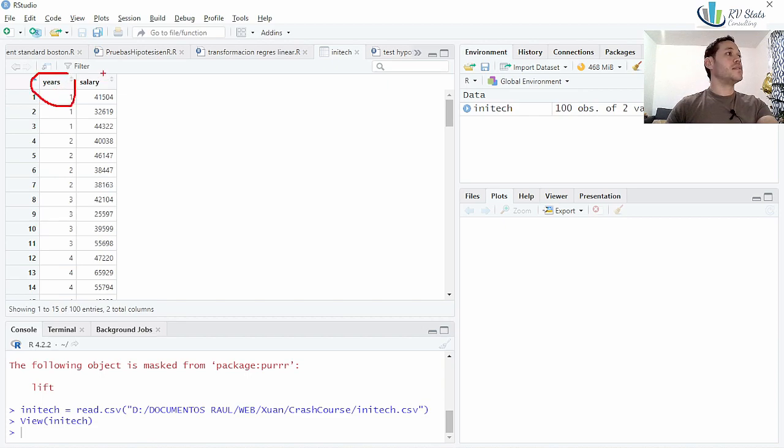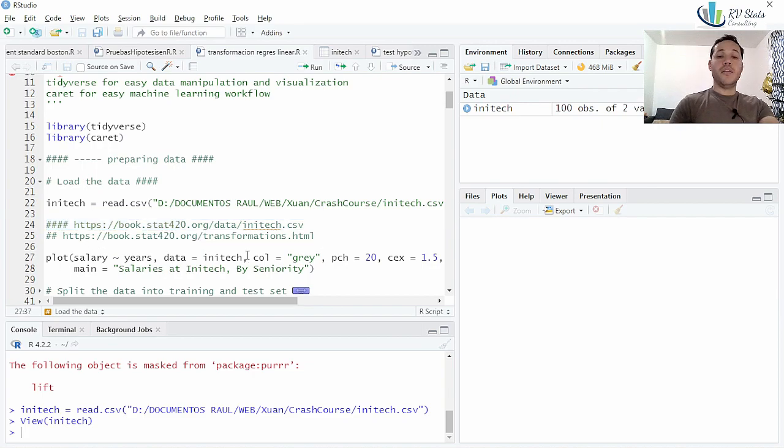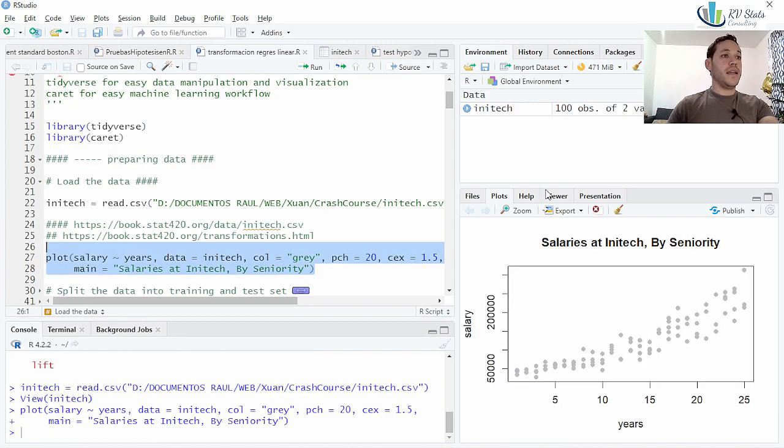We have years and salary. So the idea here is to run a linear model trying to predict the salary for a certain individual given the years working. Then here, we're going to plot our data set with certain conditions. You can see the color, certain aspects for the lines, and the title. You can see here, this is the idea.